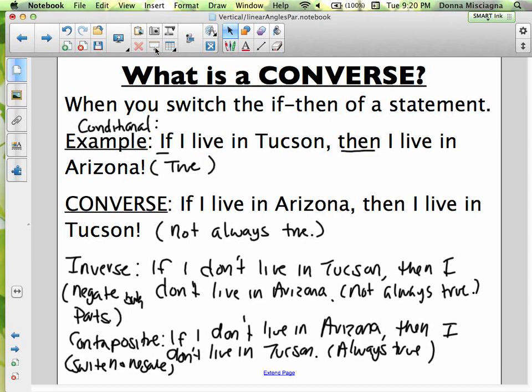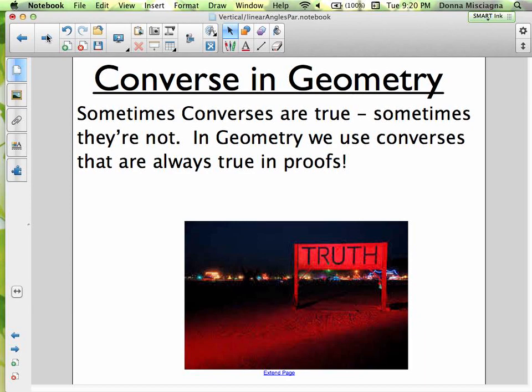So if your conditional is true, your contrapositive will also always be true. Those are both going to be true statements. However, your converse and your inverse don't have to always be true. However, we are only going to work with statements where the converse is always true. So sometimes converses are true, sometimes they're not. In geometry, we're going to use converses that are always true in proofs, right? Because then it's not going to be some of the time, it's all of the time. And that's what's going to form our definitions and our theorems.